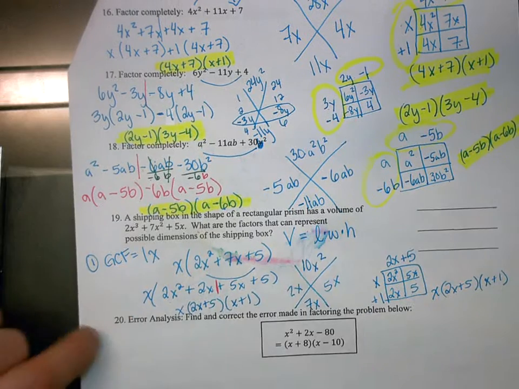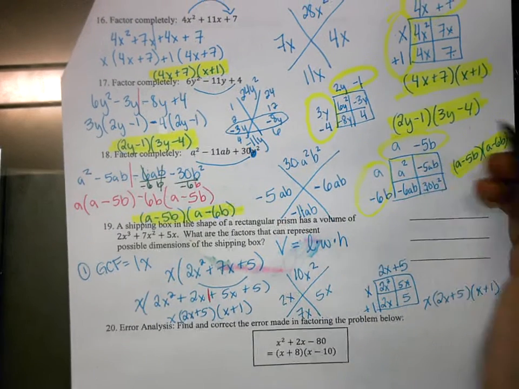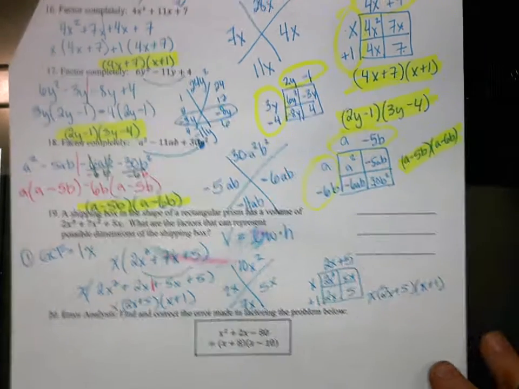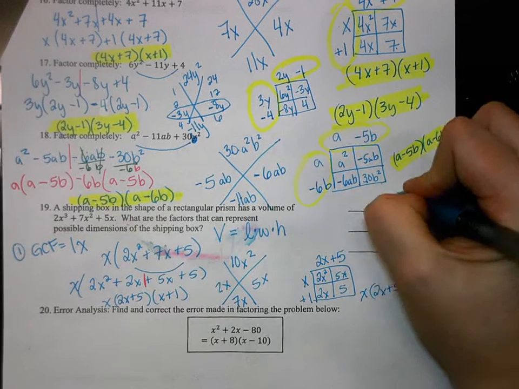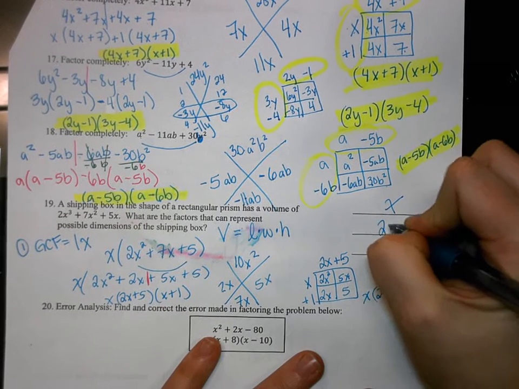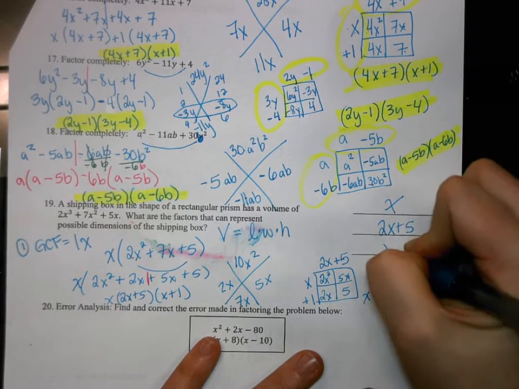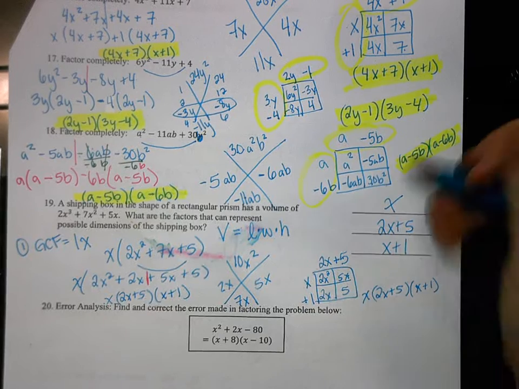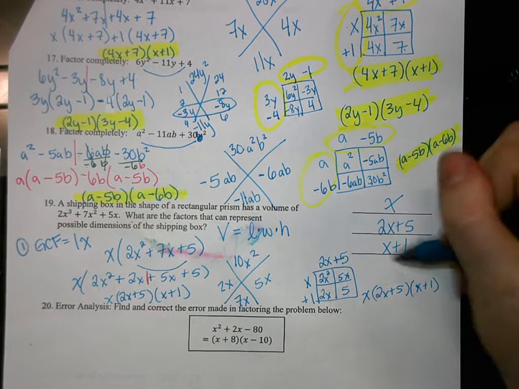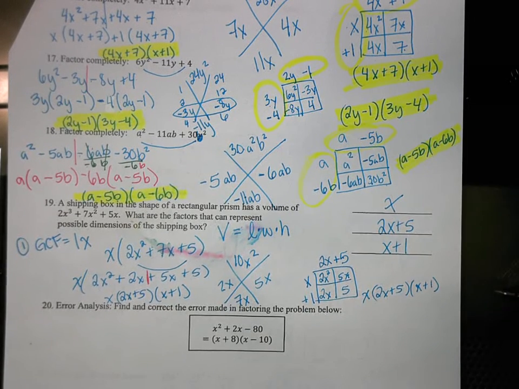That means my three different dimensions are x, 2x plus 5, and x plus 1. You can write these in any order, but they all need to have those values.